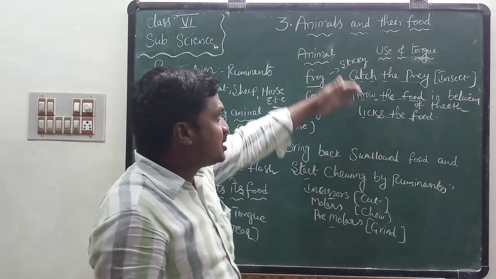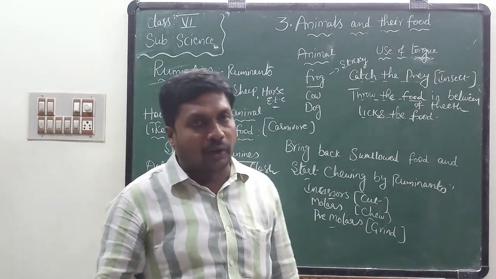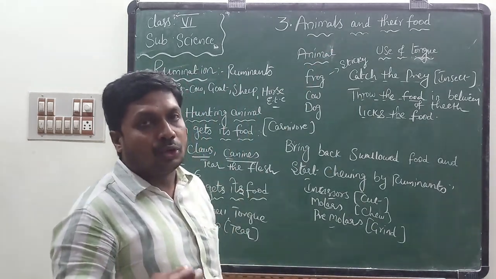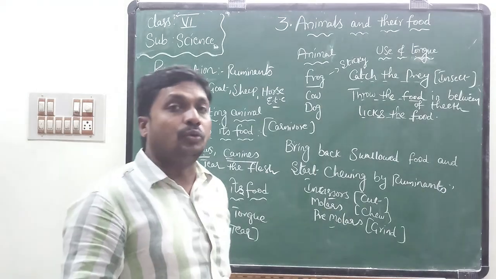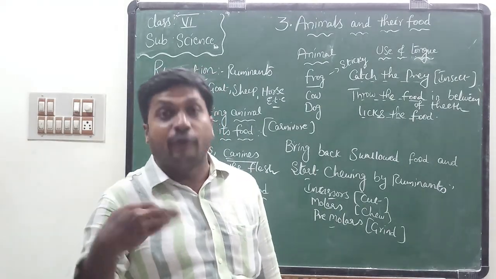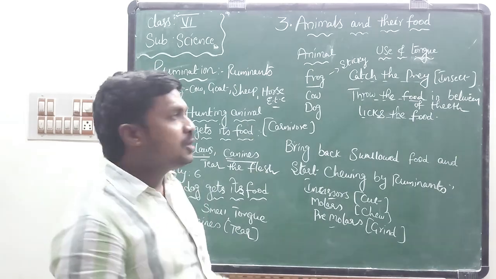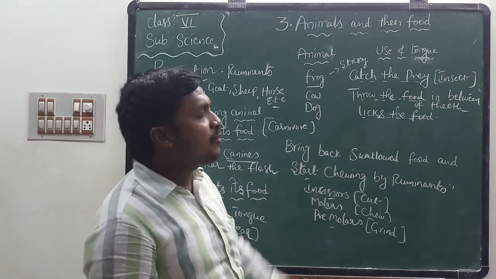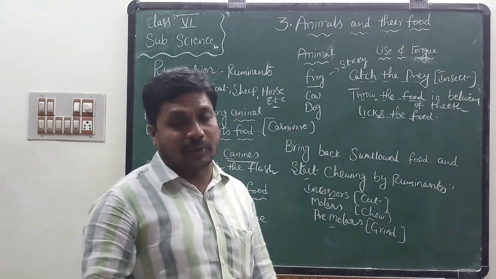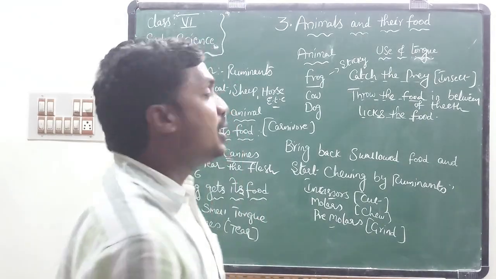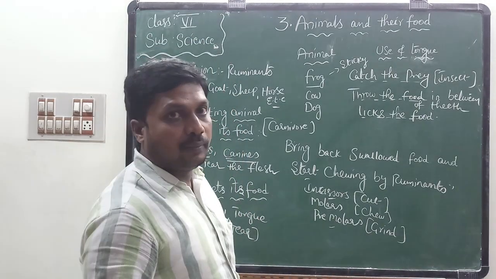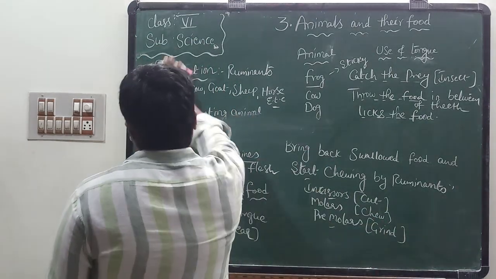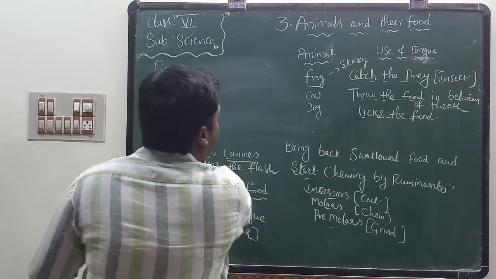So, based on this information, we concluded that different animals use the same part in different ways to take food material. So, this is about animals and the use of the tongue. Now, I will explain an important topic, that is food chain, in the third lesson, animals and their food.